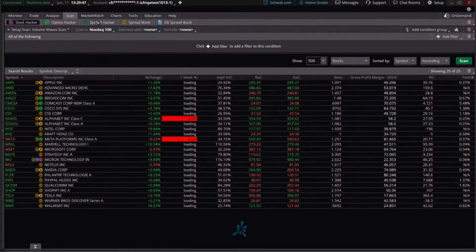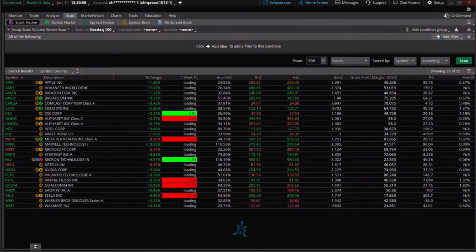And by the way, I'm not in the options hacker. I am in the stock hacker right now. That's where I'm at. And we can use that stock hacker. It's a little bit more versatile, but it does work just fine. So let me just show it to you. So stock hacker, scan stock hacker, come over here to the right-hand side of the screen.